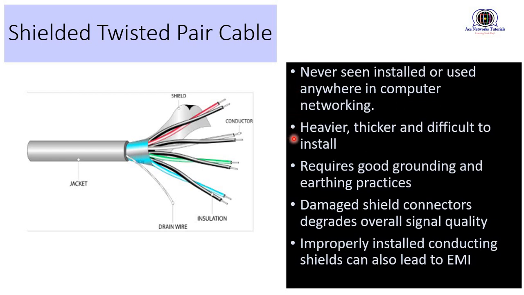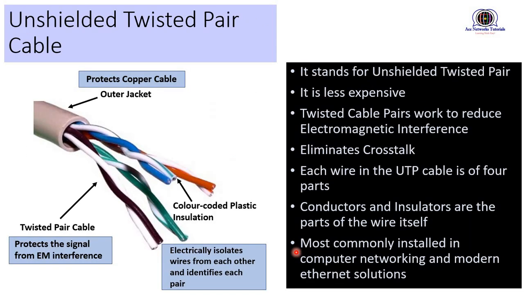It is never seen installed anywhere these days, or used anywhere in computer networking. The reason is simple: the shield used makes it heavier, thicker, and difficult to install. It also requires good grounding and earthing practices. Shielding installations should be done precisely, otherwise, it will degrade the overall signal quality. It can also lead to electromagnetic interference.